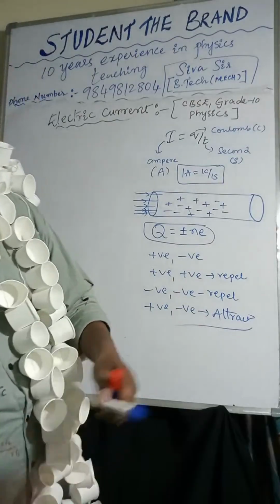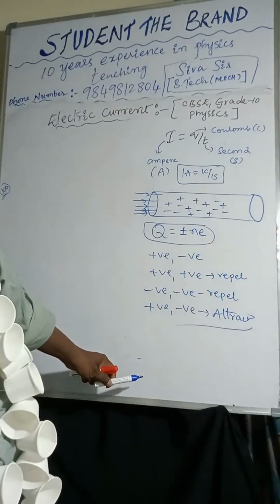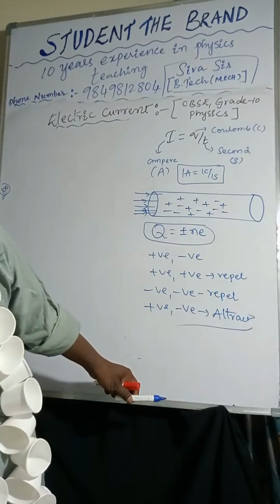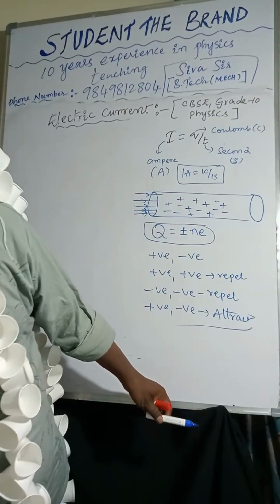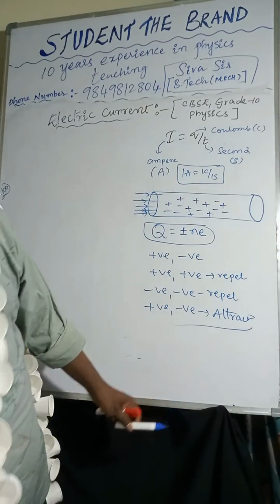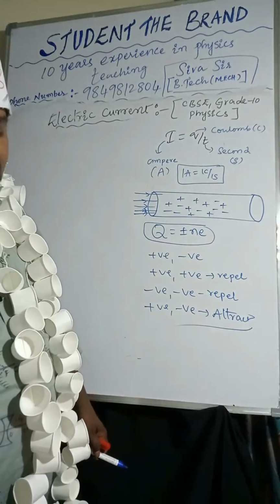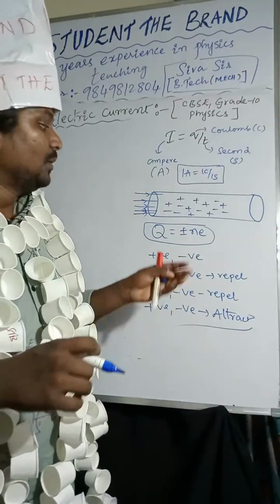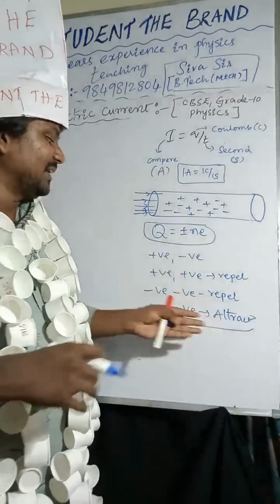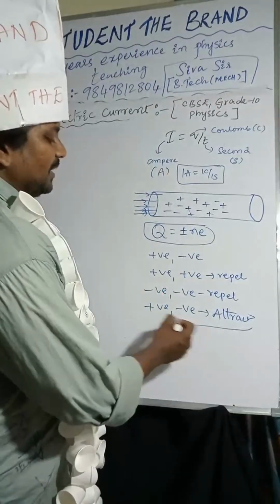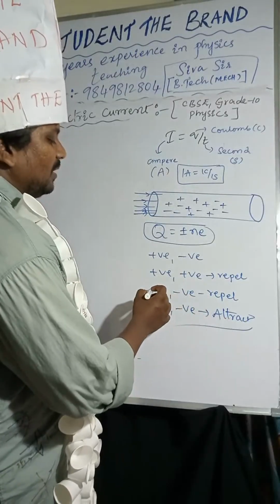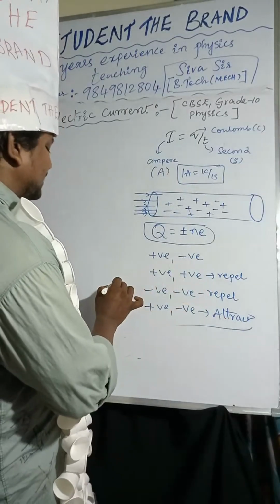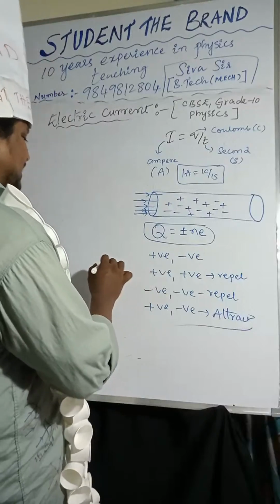Okay, so once again you can check here. Two dissimilar charges will attract. Dissimilar charges means positive and negative will attract. Similar charges means the same charges, and similar charges will repel.